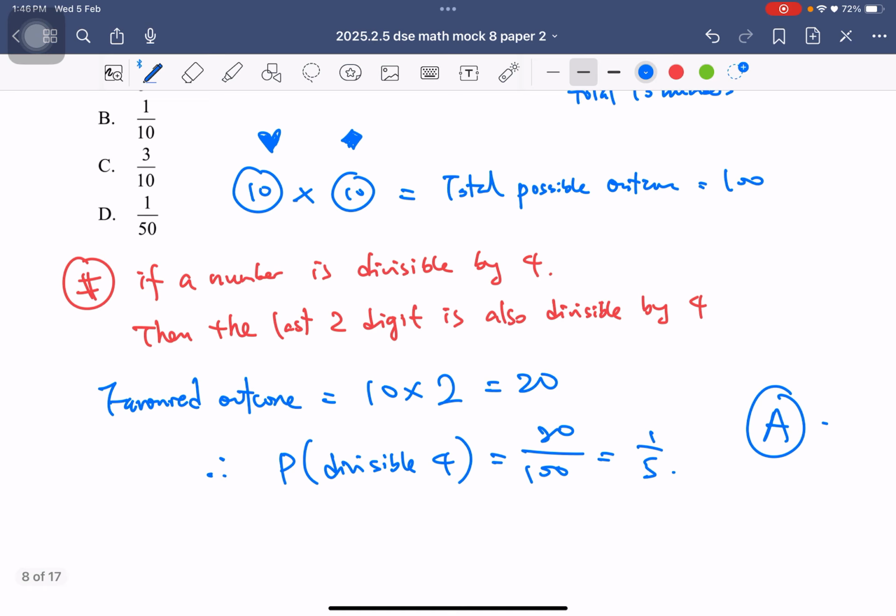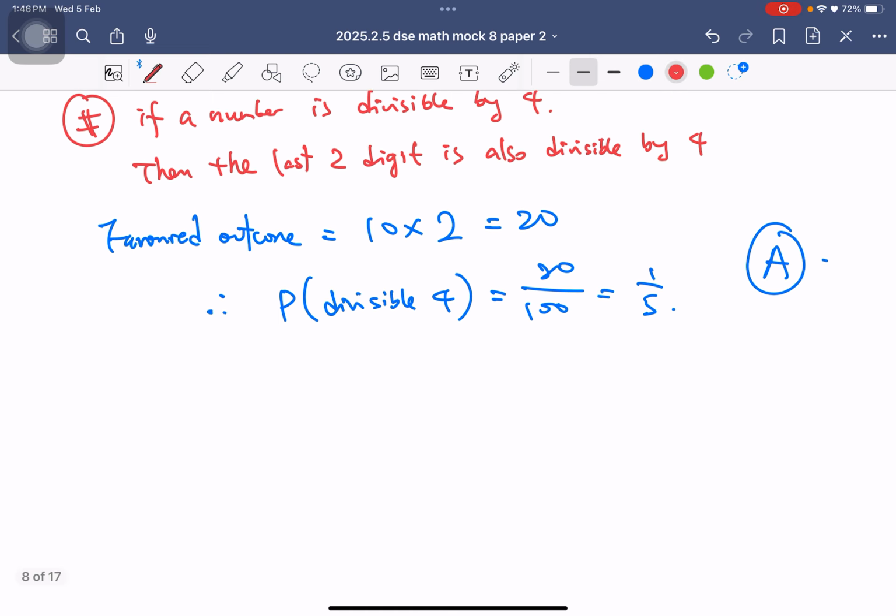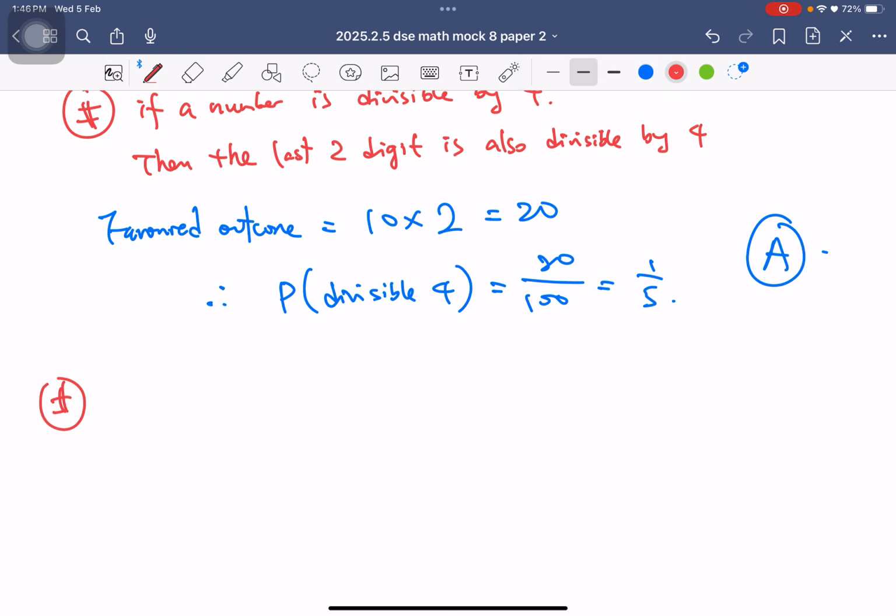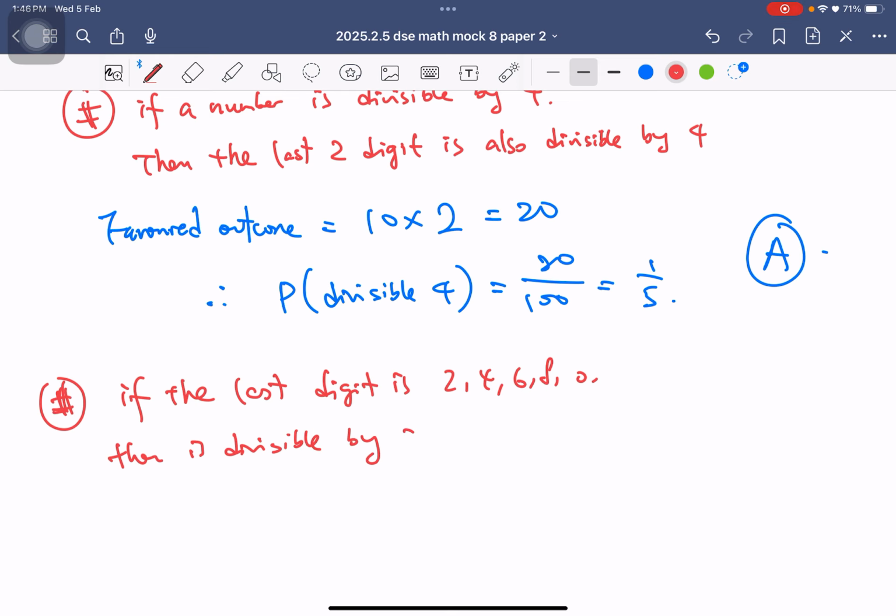Then how about what number is going to be divisible by 2? Generally speaking, consider the last digit, only the last digit. If the last digit is 2, 4, 6, 8, or 0, then it's divisible by 2. Then how about 3?